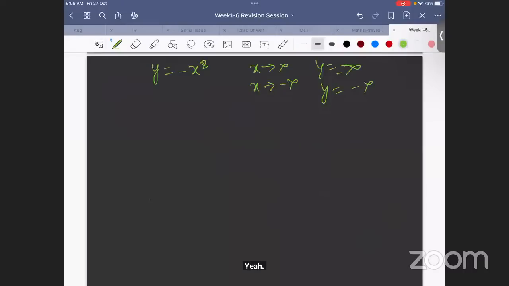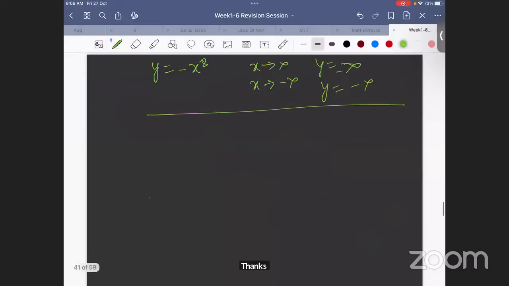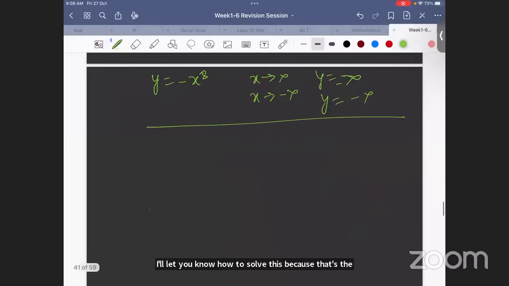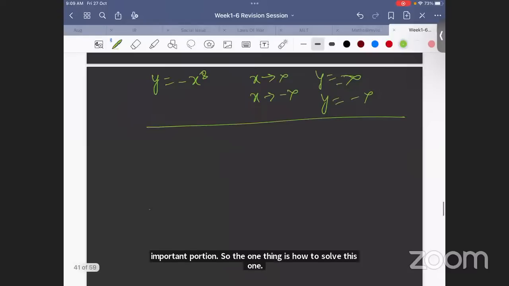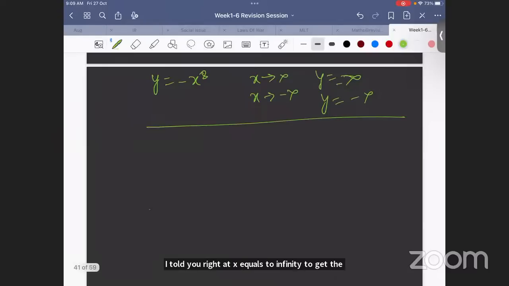Okay, I'll let you know how to solve this, because that's the important portion. So the one thing is how to solve this one. I told you, right? At x equals infinity, to get the behavior of any polynomial, you put the value in. See, the behavior means how the function will start. If you are plotting the graph on your paper, how does that plot start and how will it end?